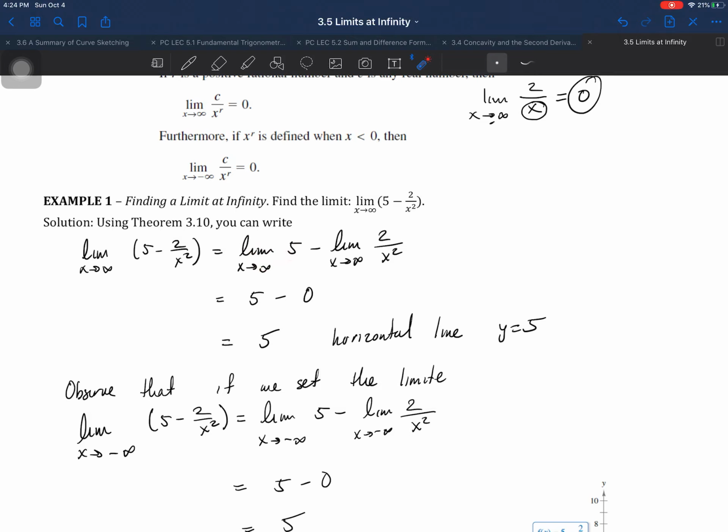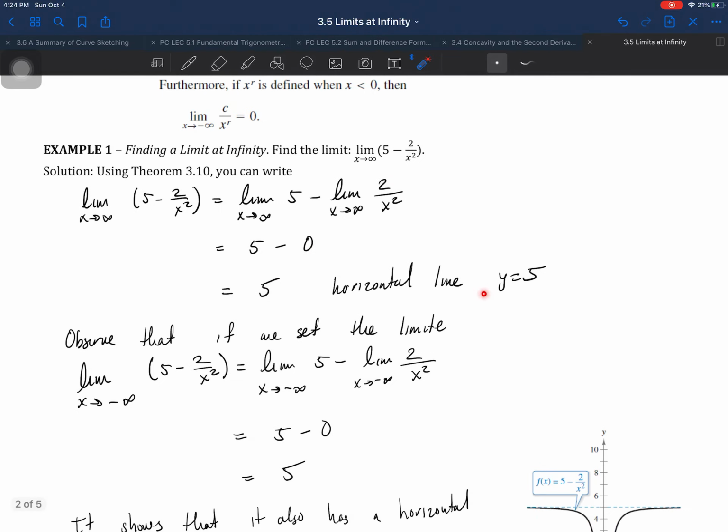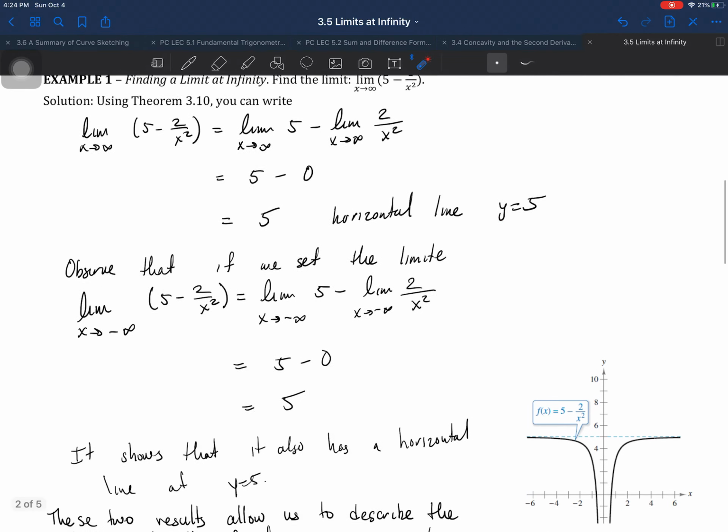The limit of a constant is always the same constant, right? There's no change because it's a constant. And the limit of 2 over x squared as x goes to infinity will be 0, right? Think about this: the number is getting huge, and 2 over a huge number is going to be 0. So 5 minus 0 is 5. So this gives you a horizontal line at y equals 5.